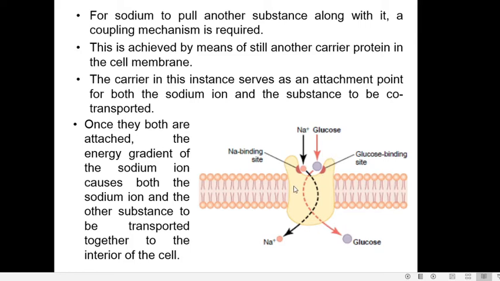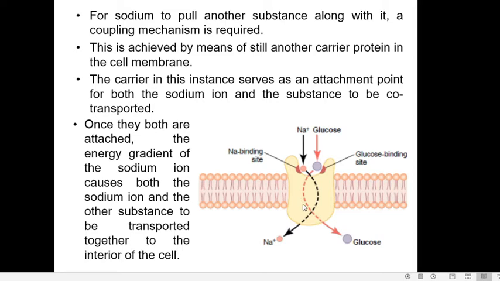In primary active transport, it is the carrier protein itself which has ATPase activity, but here we can see that this protein does not have any ATPase activity. Instead, it is using the diffusion energy of sodium. And why is there diffusion energy of sodium?